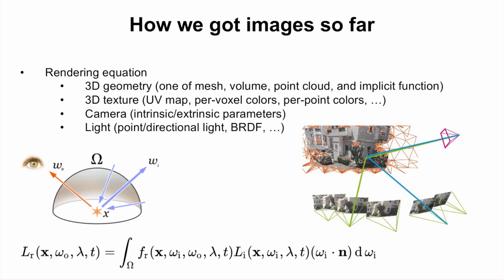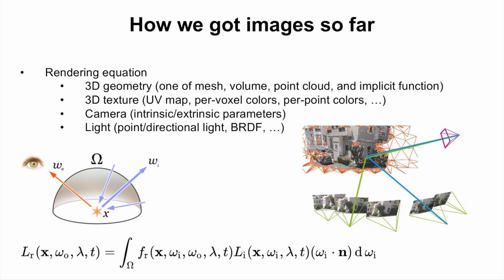So let's start with how we got images so far. Generative models were introduced many years ago, but the diffusion model was introduced in 2022. But before 2022, and even these days, the primary way we got images is using the rendering equation.